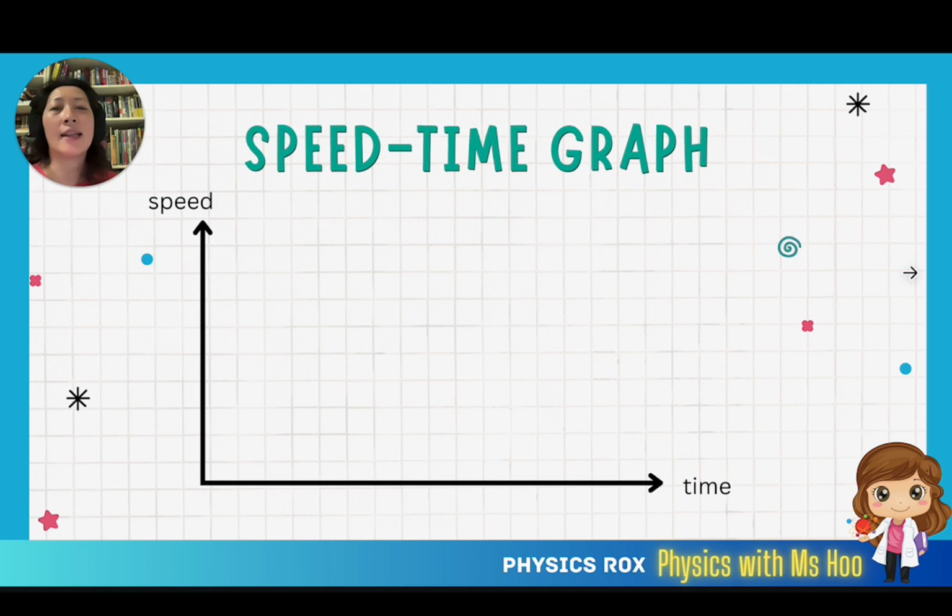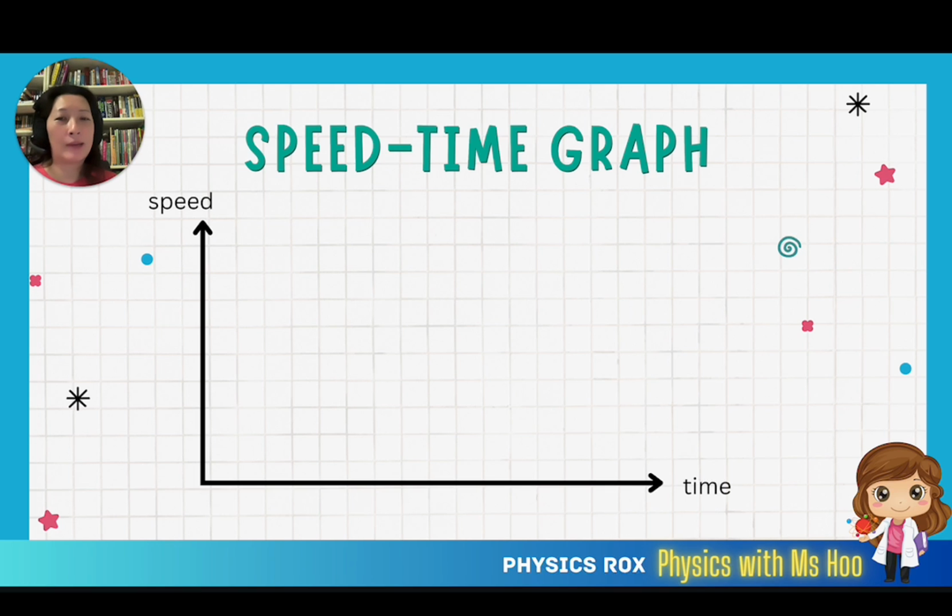Now let's look at speed time graphs. So again, just a quick understanding of speed time graphs. This time for speed time graphs, they're showing us what the speed is for the object at that point in time. So it's showing us the instantaneous speed.